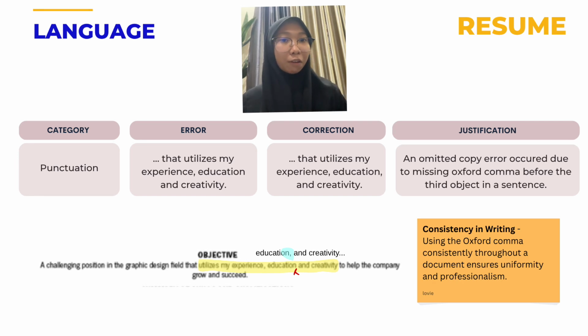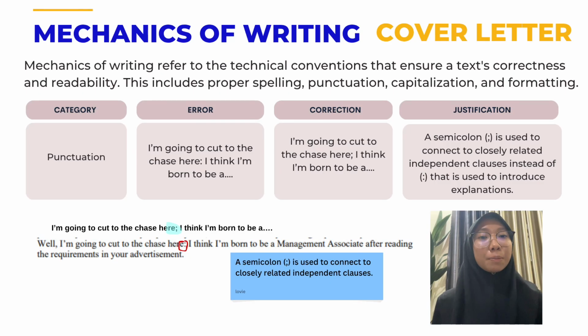So when it involves 3 or more subjects in a sentence, we need to add an Oxford comma for professionalism. And also I already added the correction, I added an Oxford comma after education, and then continued with and creativity. So I added the Oxford comma after the second subject and before the third, the last subject. The last one is mechanics of writing.